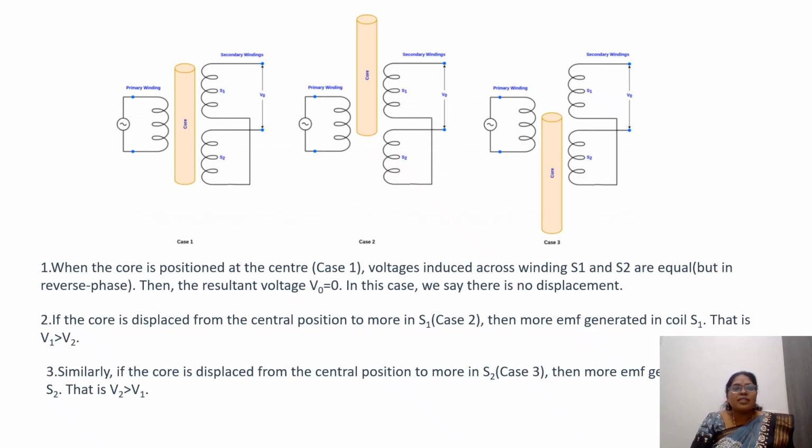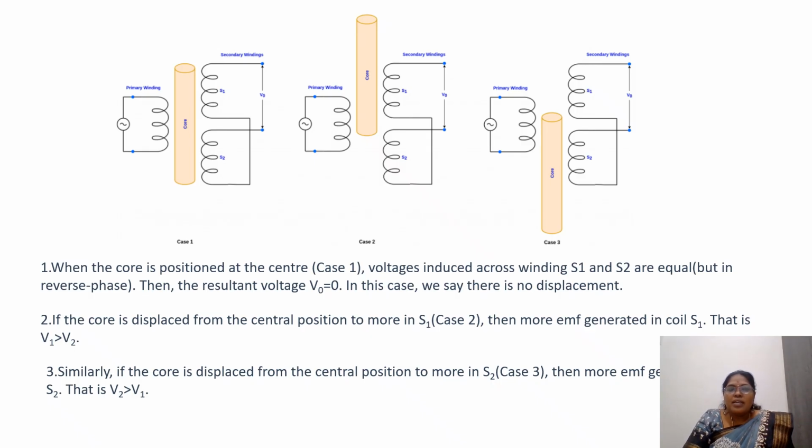So in this case, there is no displacement, no movement. We have simply placed one core there. Coming to the second case, the core is placed like this, where it has more mutual inductance with the secondary coil 1, but not more with the secondary coil 2. That means the voltage developed in S1 is higher and this one is less. So the output voltage V0 is V1 minus V2, and V1 is higher than V2, therefore you will get a positive voltage.